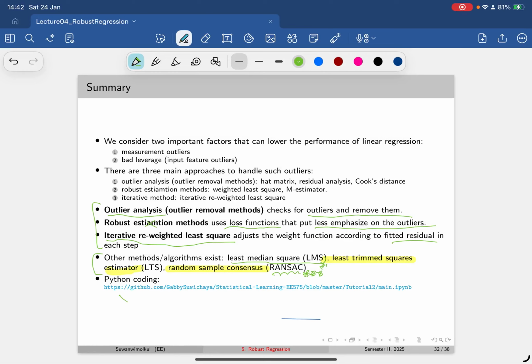And we have homework for you. I think it's homework number 2, to check if you understand how to compute the hat matrix and the Cook distance. And probably this could be something that gets into your midterm exam.